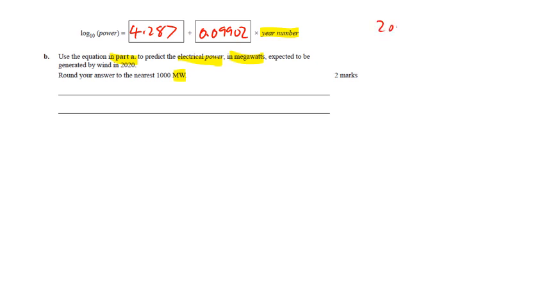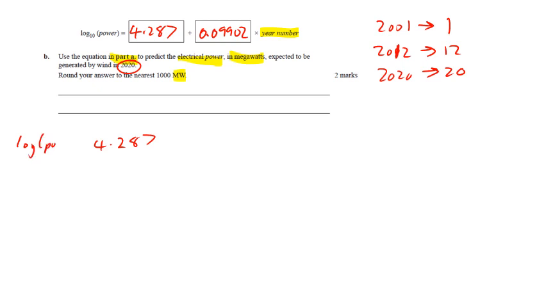So 2001 was year 1, and 2012 was year 12, and we're talking about 2020. So 2020 would be year 20. So you're just going to put 4.287 plus 0.09902 times 20. And remember, this is log of power. Don't forget, if we just say log, we don't have to say log 10. We just assume it's log 10 unless we say otherwise.